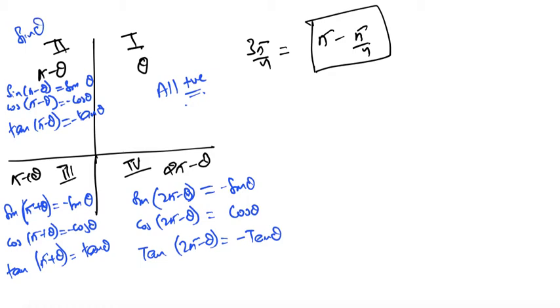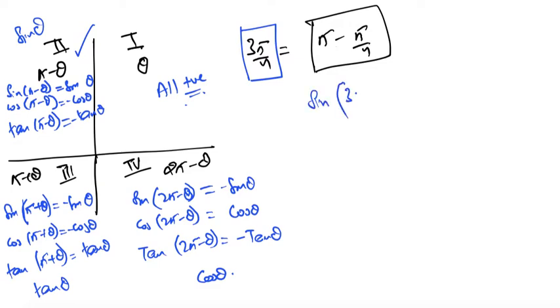So over here all are positive in the first quadrant. In the second quadrant only sine is positive, in the third quadrant only tan is positive, and in the fourth only cos is positive. Now 3 pi by 4 will lie in the second quadrant, so we can write it as pi minus pi by 4. So to find the value of sine 3 pi by 4, we will write it as sine of pi minus pi by 4, which will be equal to sine pi by 4, following this identity.